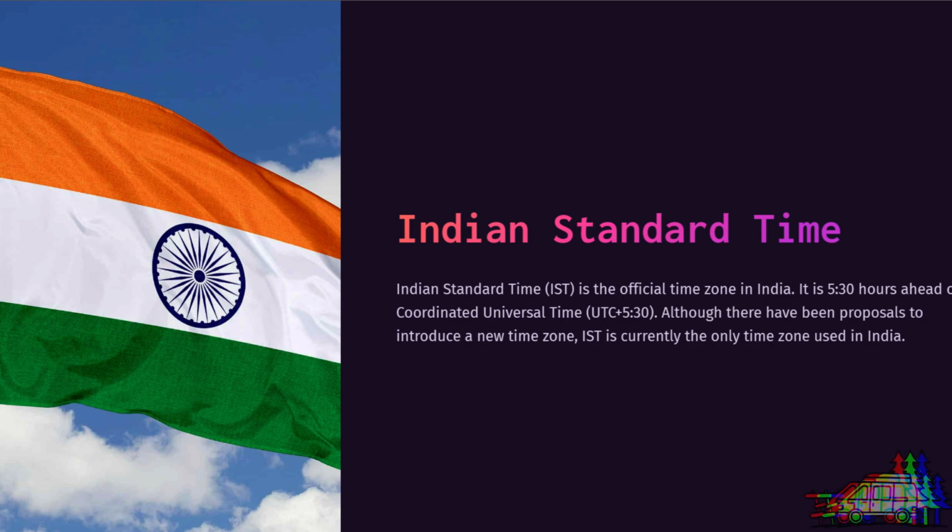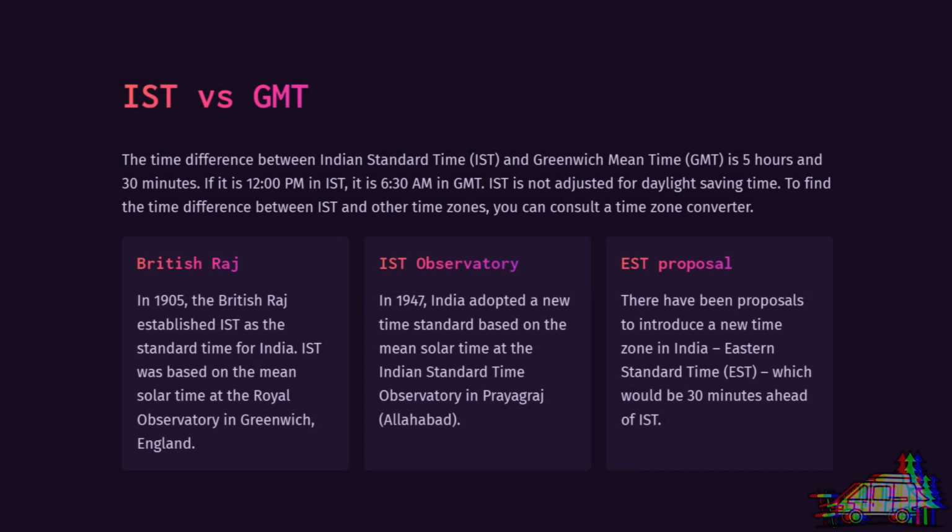IST GMT. The time difference between Indian Standard Time, IST, and Greenwich Mean Time, GMT, is 5 hours and 30 minutes. If it is 12 p.m. in IST, it is 6:30 a.m. in GMT. IST is not adjusted for daylight saving time. To find the time difference between IST and other time zones, you can consult a time zone converter.